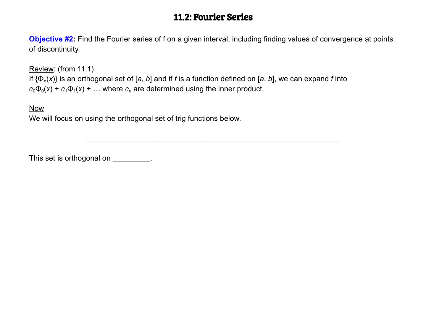of trig functions, and it's the trig functions that are below. 1, cosine of pi over p x, cosine of 2 pi over p x, and so on and so forth. Also sine of pi over p x, sine of 2 pi over p x, and so on and so forth. Those functions are orthogonal on the interval negative p to p.